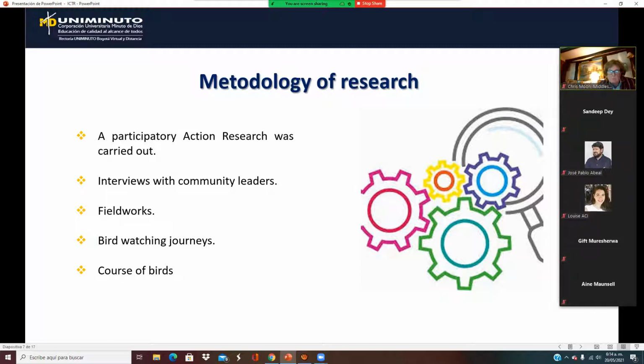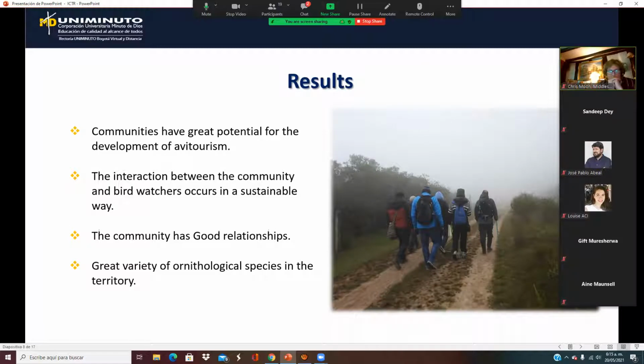We as academics taught the community many different things about birds, for example, how to identify, how to classify, and how to differentiate between the birds, because in some cases they are pretty common, with pretty particular aspects that are different. We made this course, and this course permits the community to appropriate these natural resources. So the results of this investigation: communities have great potential for development. There are some aspects to improve.